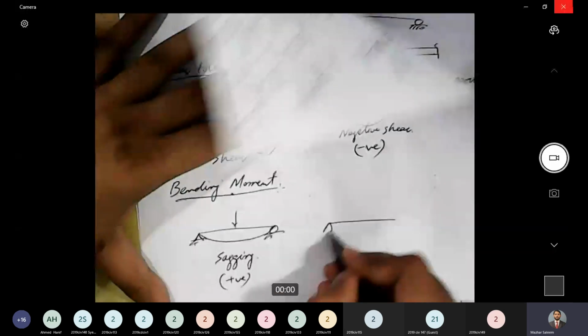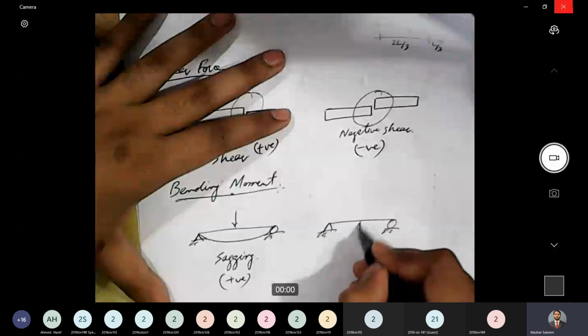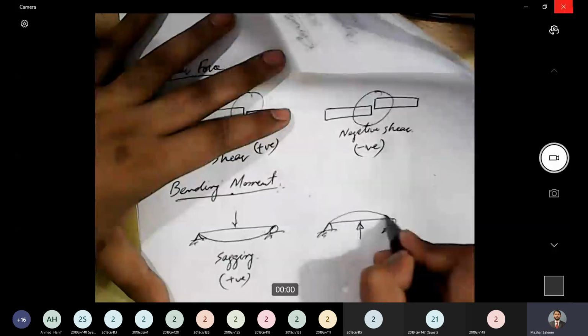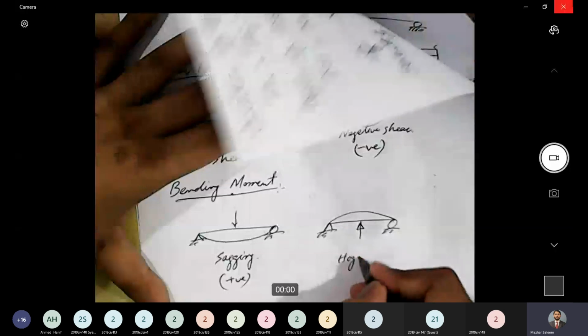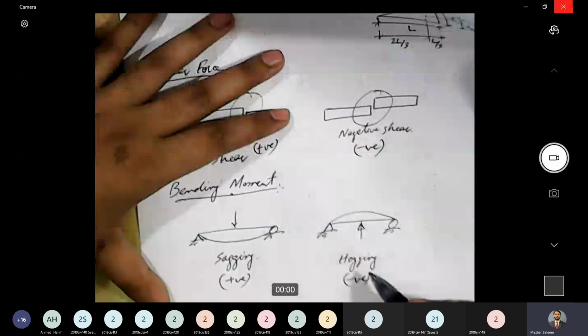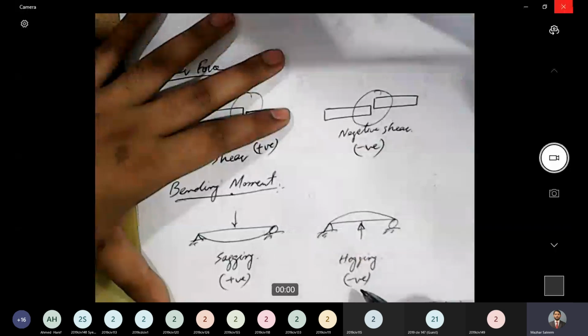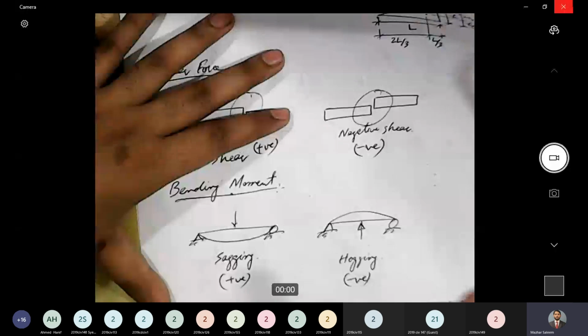The other possibility is that we have a load acting in the upward direction and that causes the beam to bend like this. This is termed as hogging. And according to our convention, hogging is negative. How this is incorporated in calculations, we will discuss that in detail.